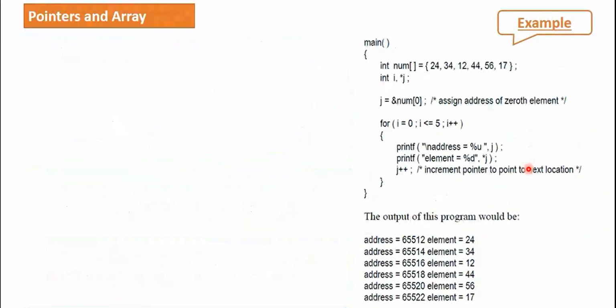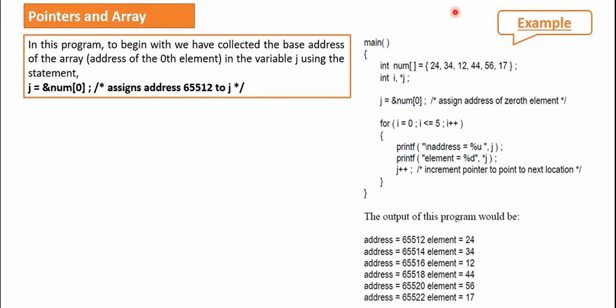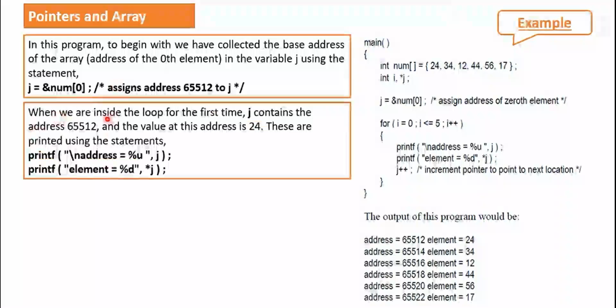So here is the example. We have the same array. We have defined a variable i and a pointer variable j, where j is having the address of the 0th index of this array. In this program, we have collected the base address of the array, that is the address of the 0th element, using the statement j = &num[0]. Now when we are inside the loop for the first time, j contains the address 65512. If you remember the previous memory map, 65512 is the 0th index.